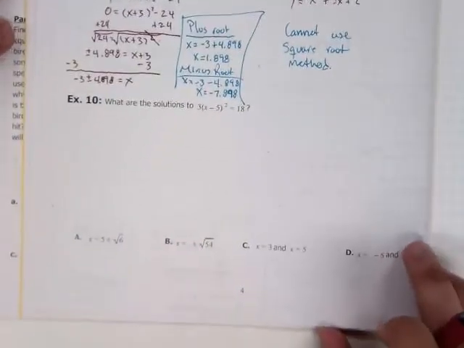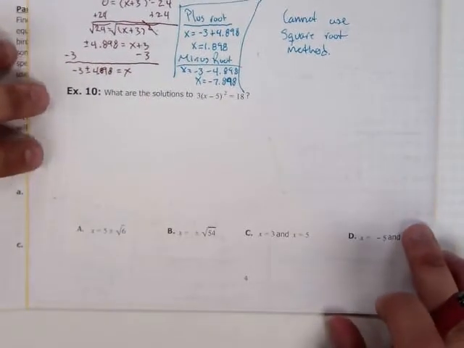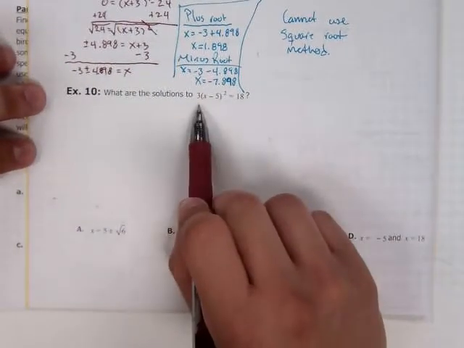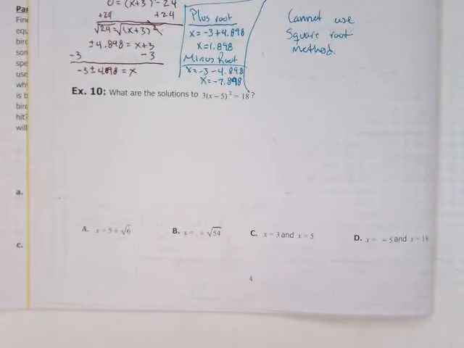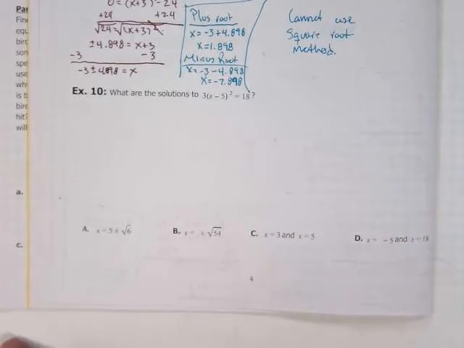Now, last example, example 10. What are the solutions to this equation? Now, what do you notice it's missing? The y. So we can skip the first two steps. There is no y to get by itself. There is no y to plug in 0 for. So we can skip those first two steps and start solving for x.